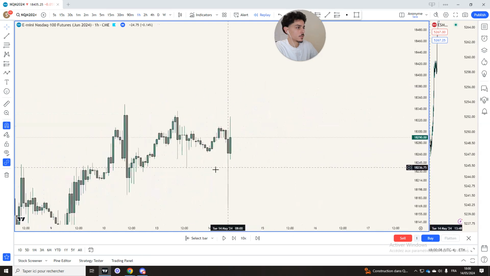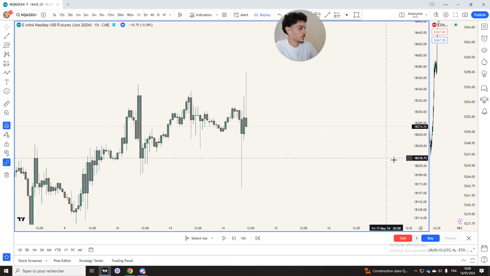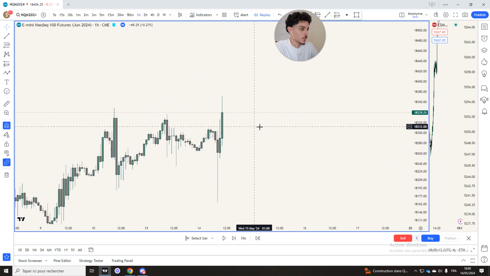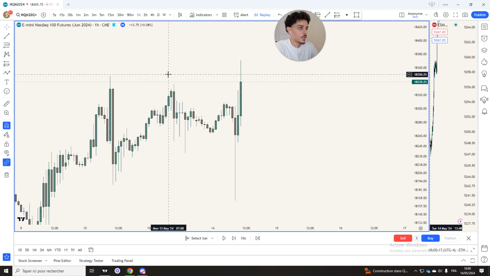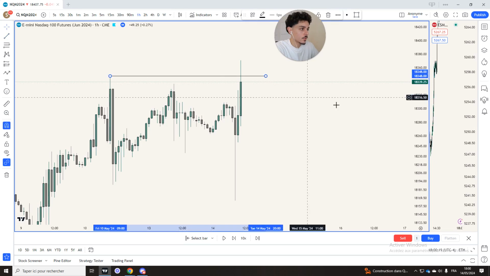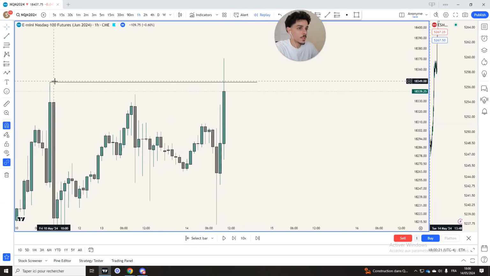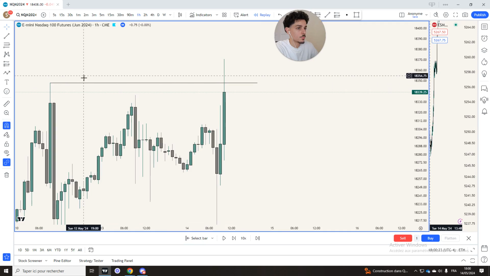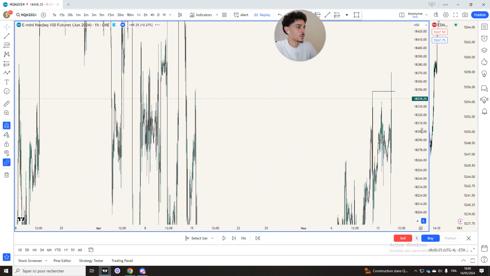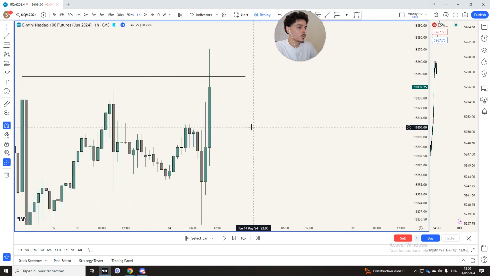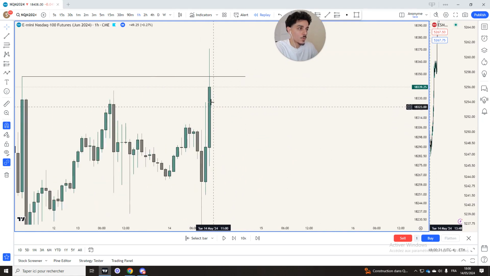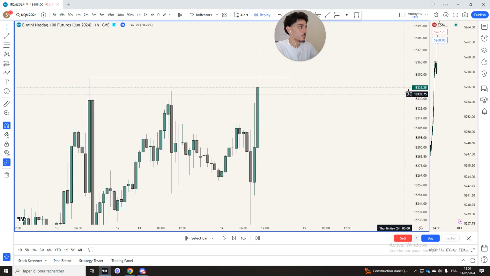So what happened here was that we closed above the previous high on the H1. But the thing is, I don't like when we sweep a big level of buy side like this, which was the previous daily high, and we also swept the previous weekly high here. So I don't like when we close above the previous candle, but we wick a big buy side liquidity level.